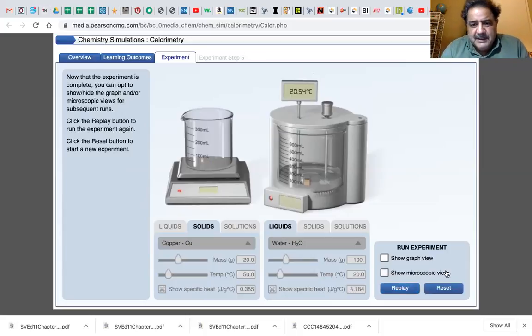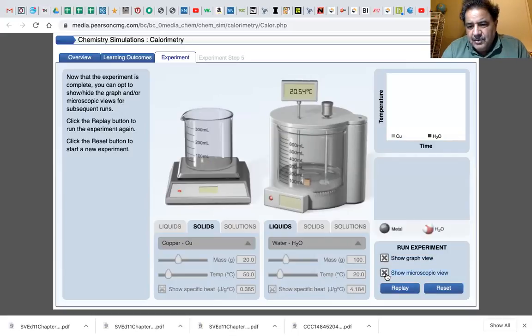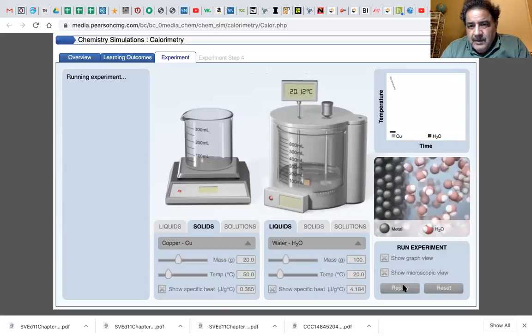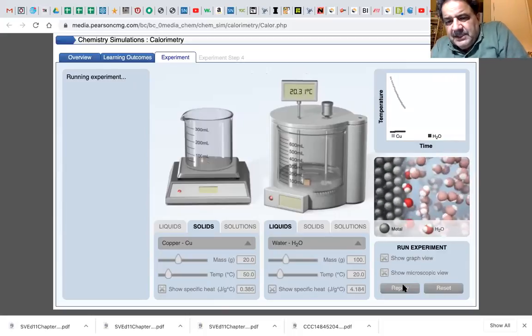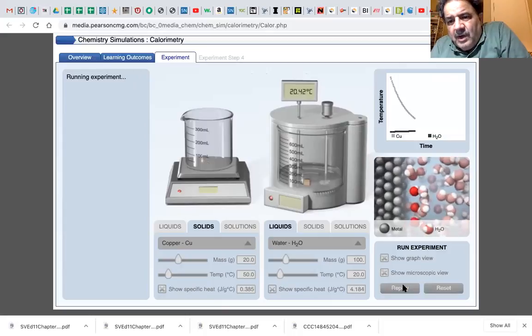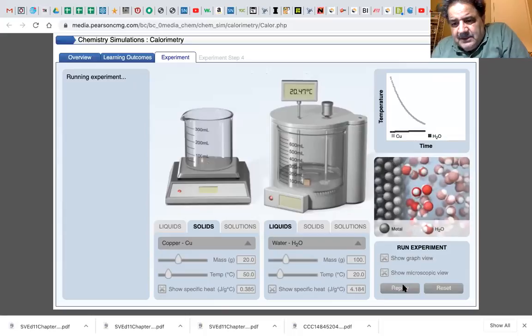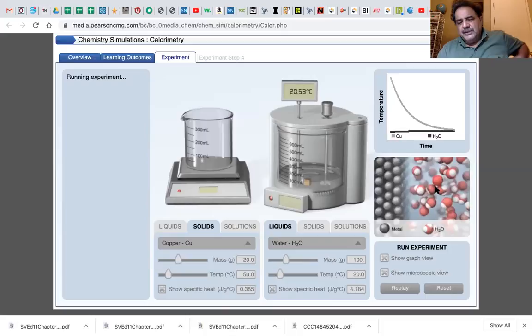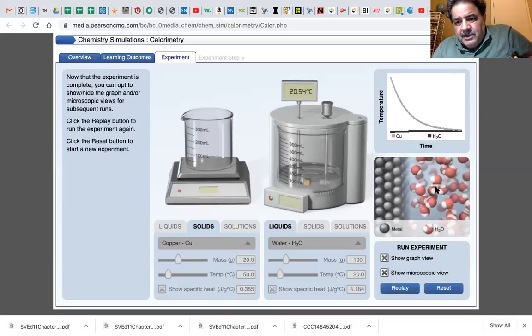Now let's replay, but let's show the graph and let's show the microscopic view. So you'll see the metal, and you'll see the pink H2O means that they're not vibrating very much, but you'll see them turn red. So let's replay it. And you see the copper is decreasing in temperature, and the water is increasing in temperature. And you can see that the water molecules are getting redder and redder and redder as they speed up in vibration. And there we are, 20.54.